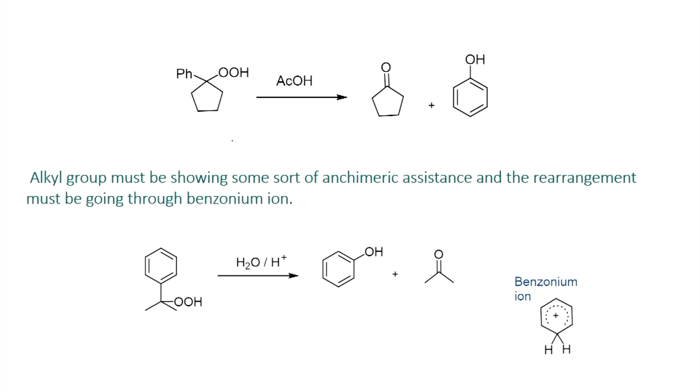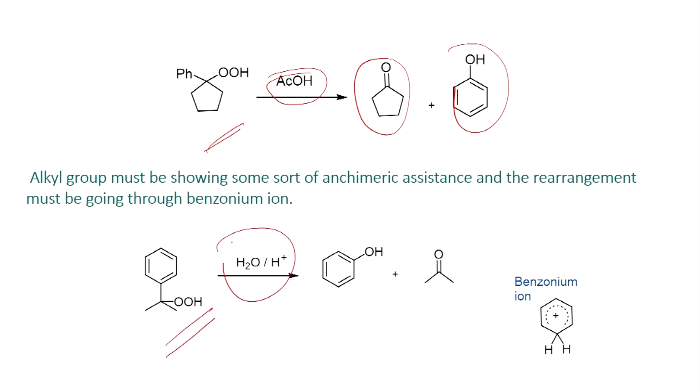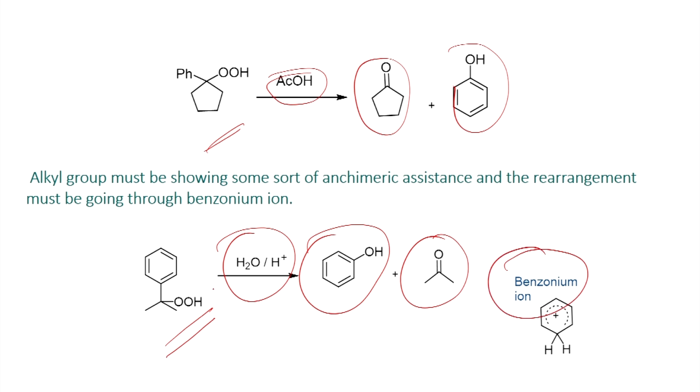And here the reaction of this hydroperoxide, cyclopentyl hydroperoxide, is shown. In the presence of acetic acid, you can convert it into cyclopentanone and phenol, as we have just seen in the rearrangement of cumene hydroperoxide. Similarly here, this hydroperoxide also in the presence of acid can be converted into phenol and acetone as a product. As we have seen earlier, there is a possibility that this can involve a phenonium ion intermediate as shown here, to facilitate this transformation.